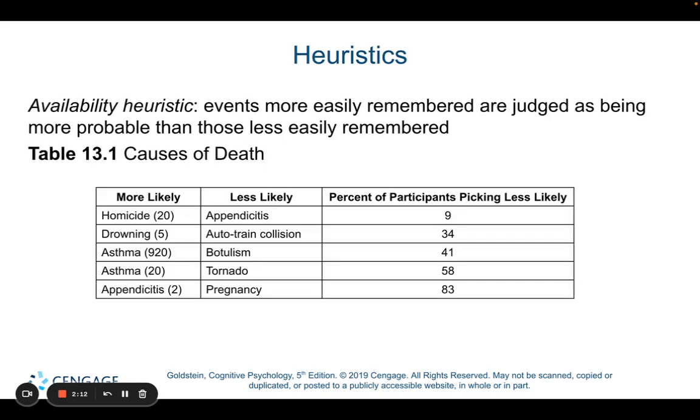The availability heuristic says that events are more likely to be remembered based on things that are available or easily remembered in our mind. And in your book, you've got an example of different causes of death of somebody. What I always like to think of with the availability heuristic is I like to think of gambling.